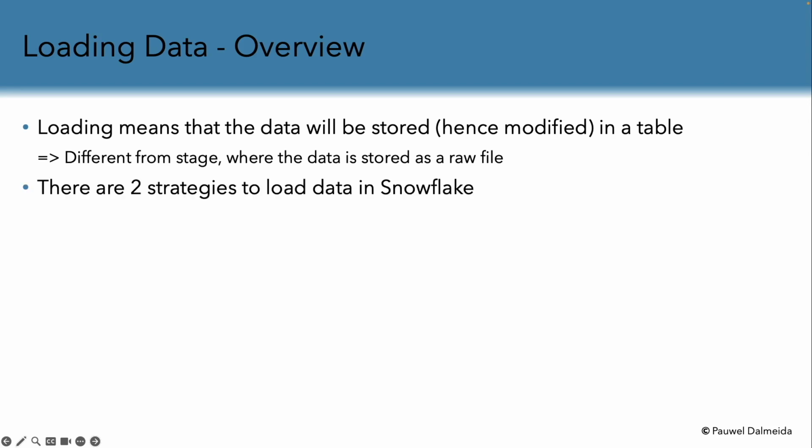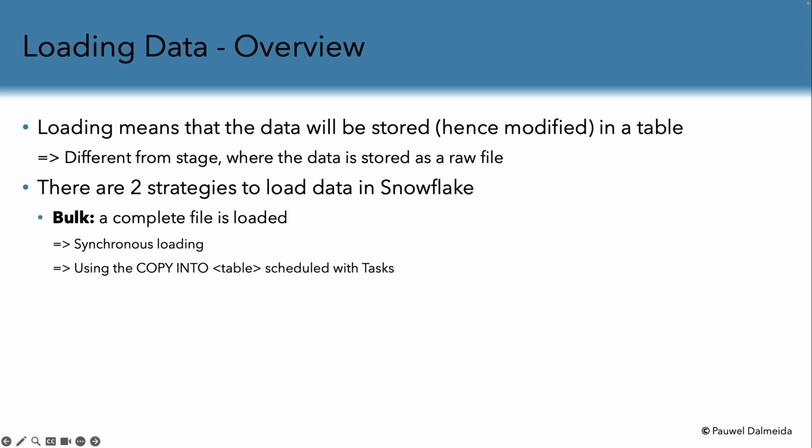There are two strategies to load data in Snowflake. The first one is bulk. Here, a complete file is loaded. It is a synchronous loading because when you load data with a bulk strategy, you have an output result from the loading. The bulk loading is made using the copy into table command, and this command can be scheduled with tasks. The tasks can be configured to work serverlessly or to work with a user-defined compute, so a warehouse.